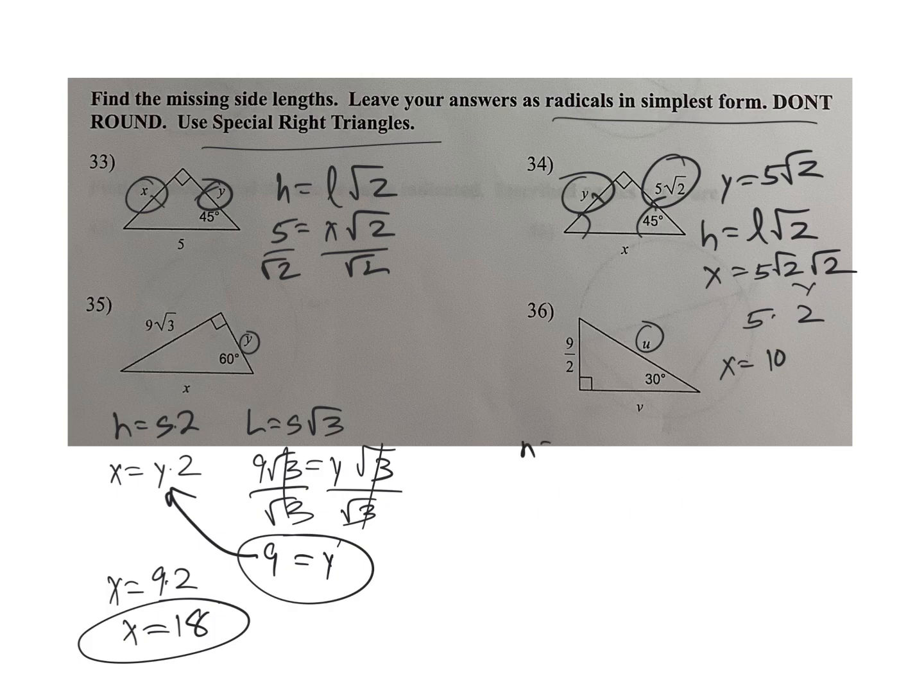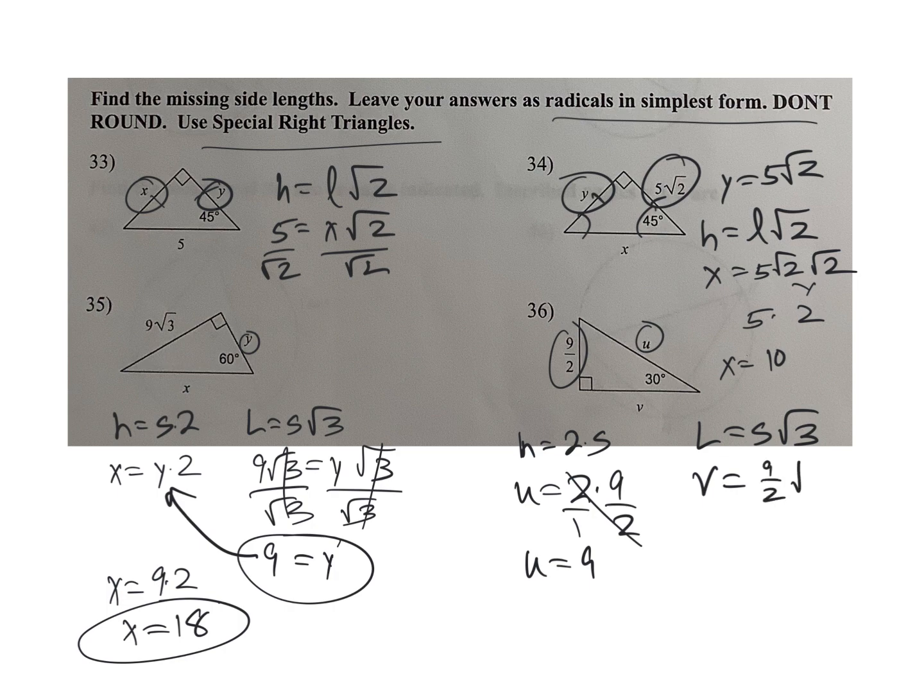hypotenuse is twice the short leg. So the hypotenuse is u. The short leg is 9/2. So u is 9. The long leg is the short leg times the square root of 3. The long leg is v. The short leg is 9/2. Okay, so v is 9 square root of 3 over 2.